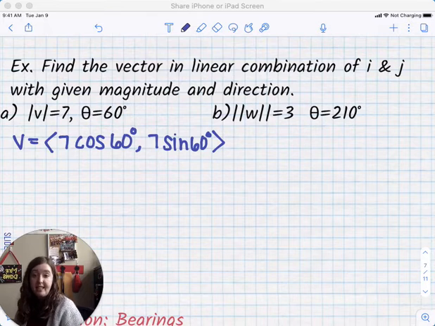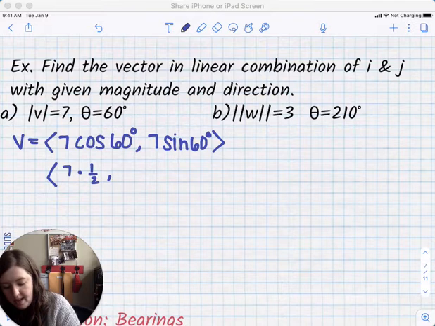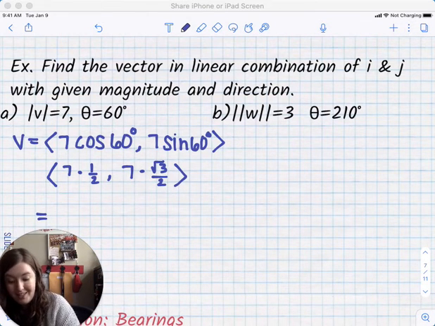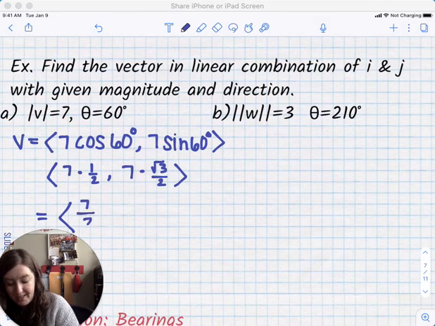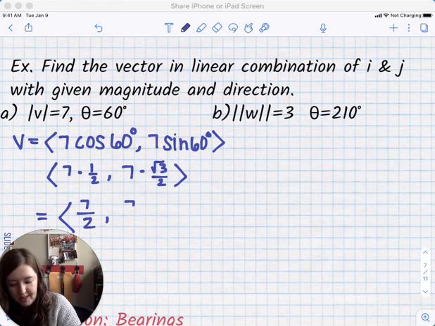So now at 60 degrees, we know that our cosine is 1/2. And we know that at 60 degrees, our sine is square root 3 over 2. So then we can just multiply. 7 times 1/2 is 7/2. 7 times square root 3 over 2 is 7 square root 3 over 2.